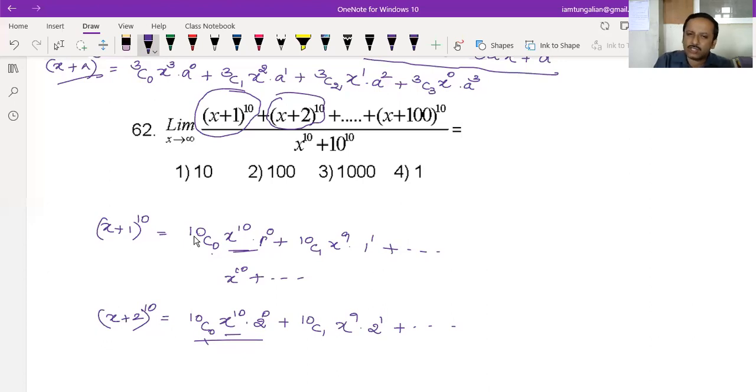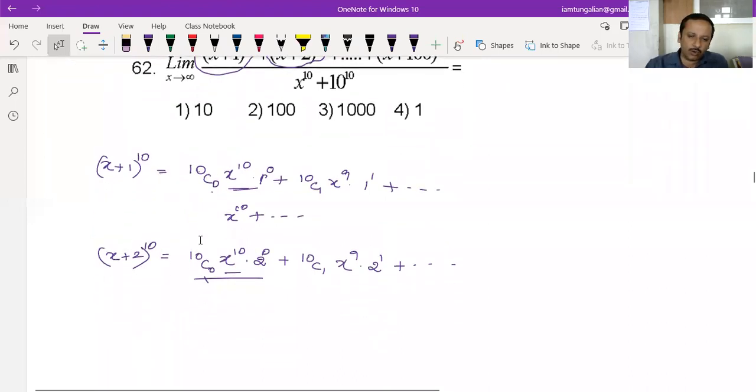In the same way, after this you have (x + 3)¹⁰, then (x + 4)¹⁰, (x + 5)¹⁰, etc. till (x + 100)¹⁰. Each of these terms, when you expand, they become polynomials of degree 10.